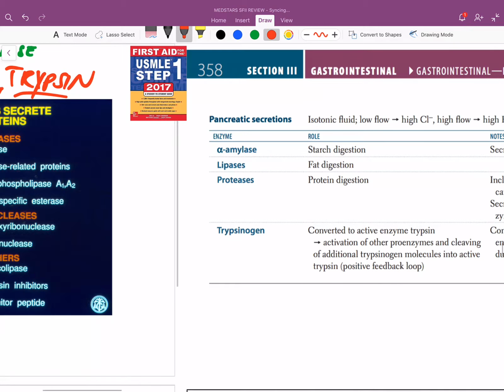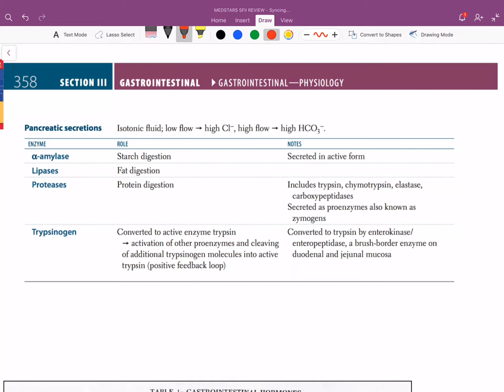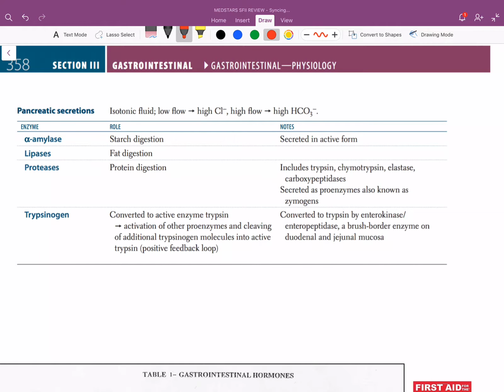And here's how step one breaks it down. Like I said, alpha amylase is secreted by the pancreas for starch carbohydrate digestion. You also have lipases, right? And proteases, which is what we're talking about here. You have a bunch, but they all start out as trypsin, chymotrypsin, elastase, carboxypeptidases, right?